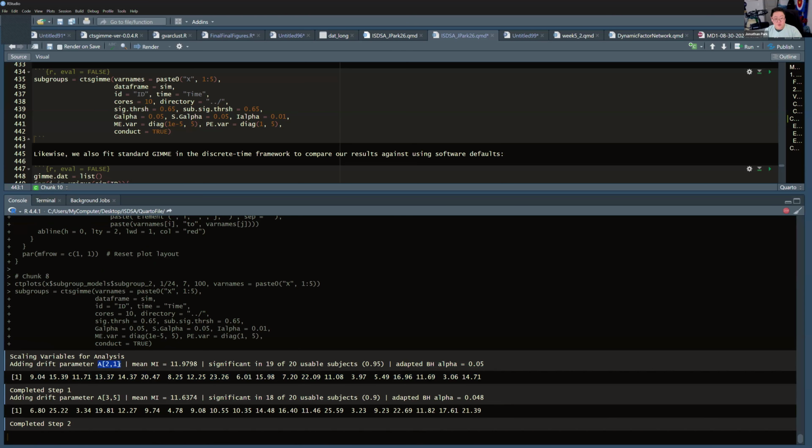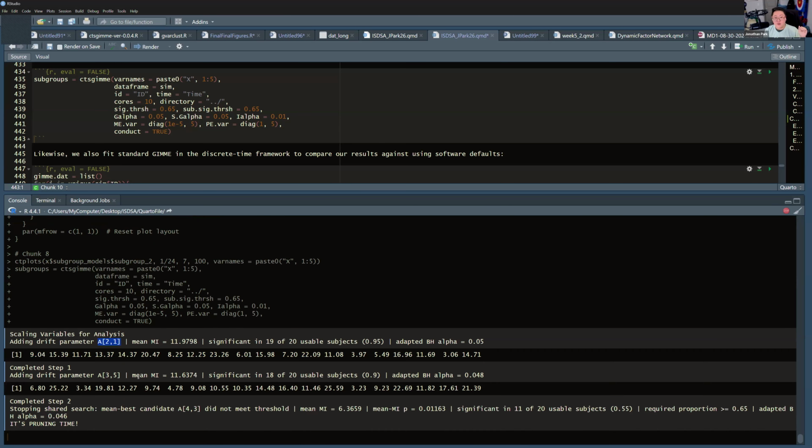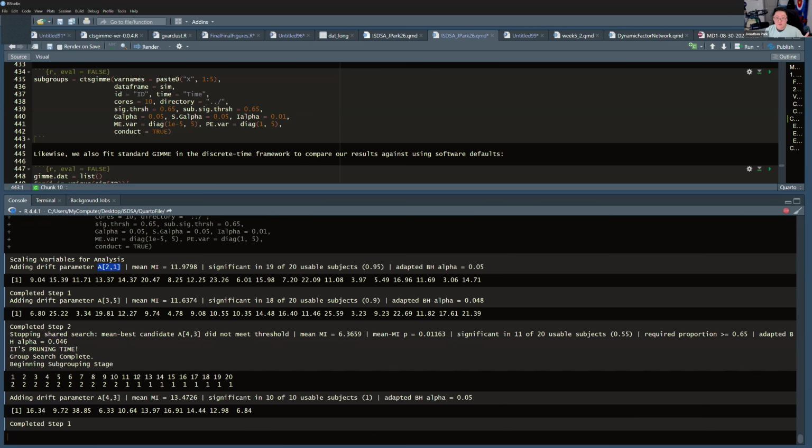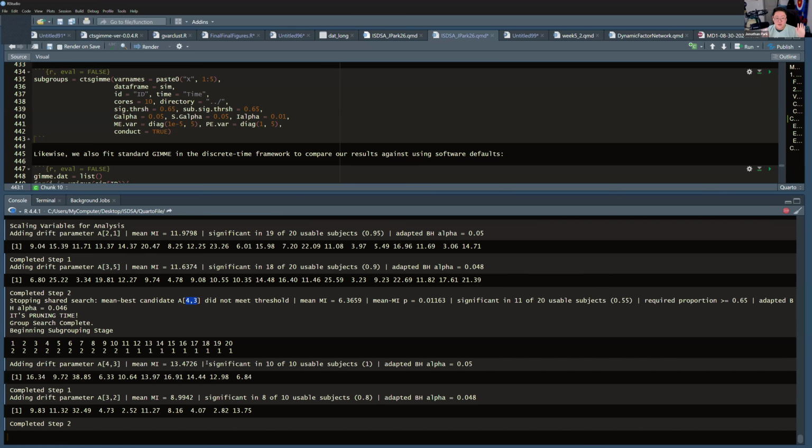The way that you would interpret this would be variable 1 predicting variable 2. So this is columns predicting rows. So we're adding a path between variable 1 and variable 2. We're adding a path between variable 3 and variable 5. And then it seems like the variable 3 to variable 4 connection was not significant for a majority of people. So let's stop there. We entered the subgrouping phase. We got the subgroup output.